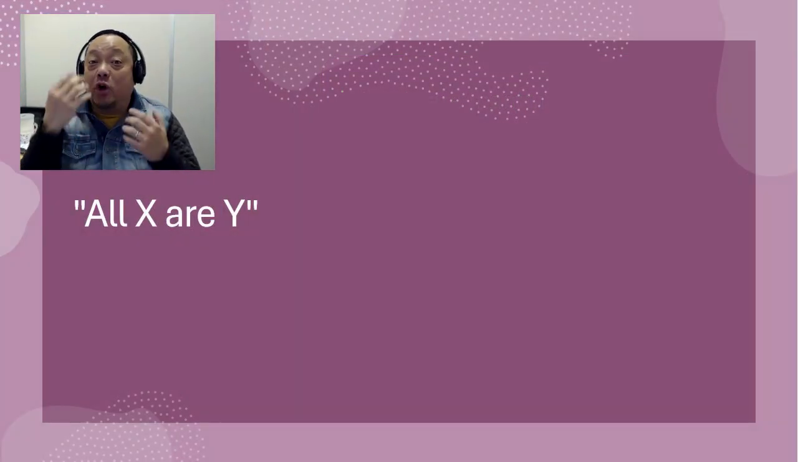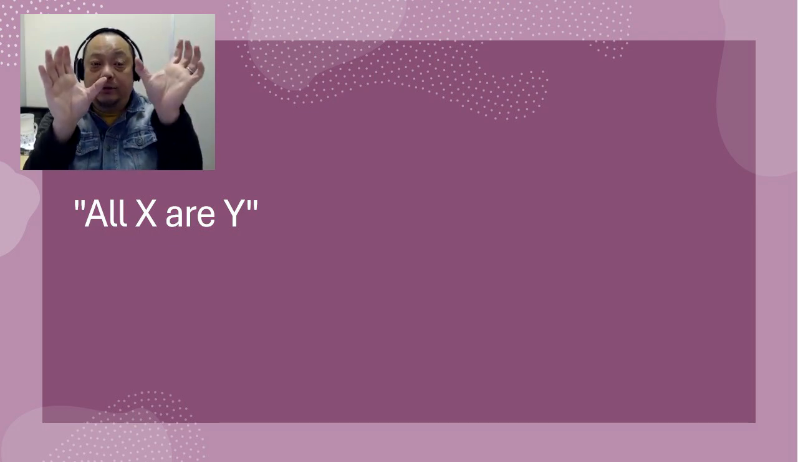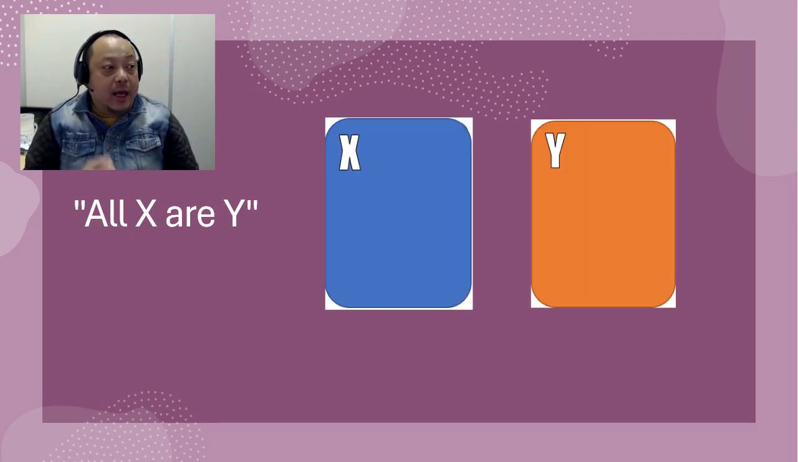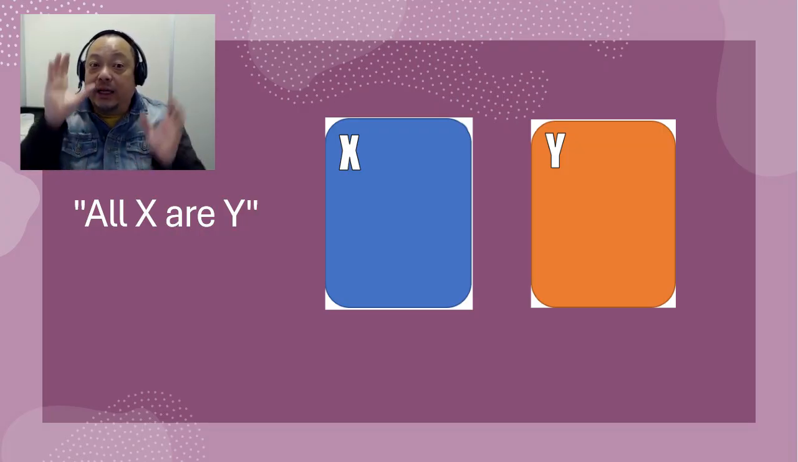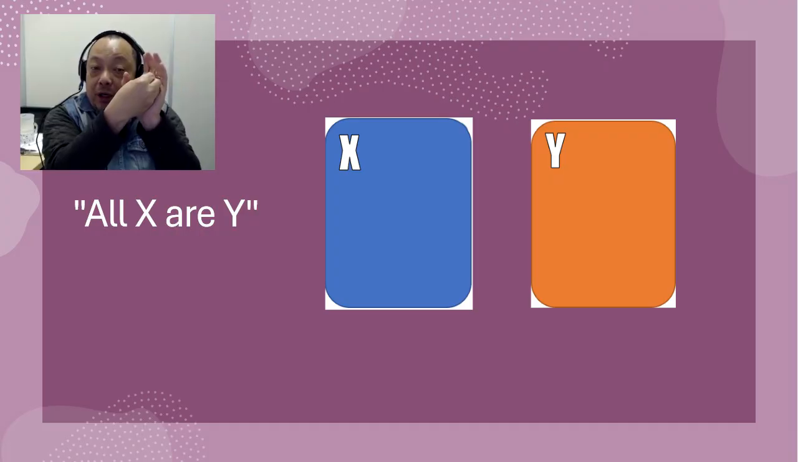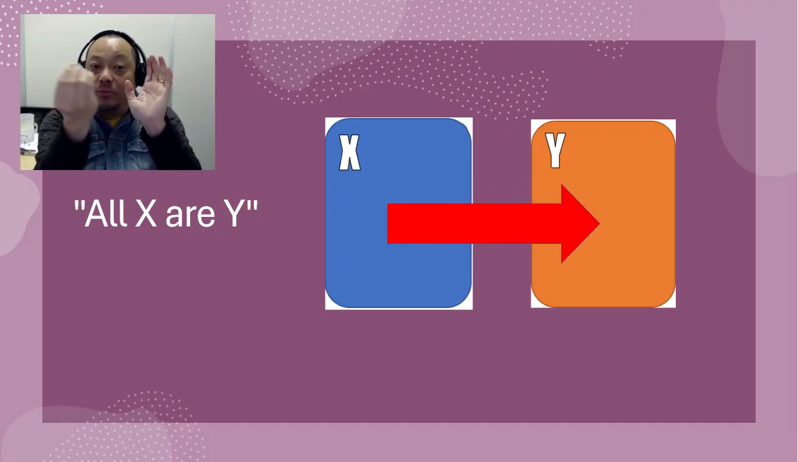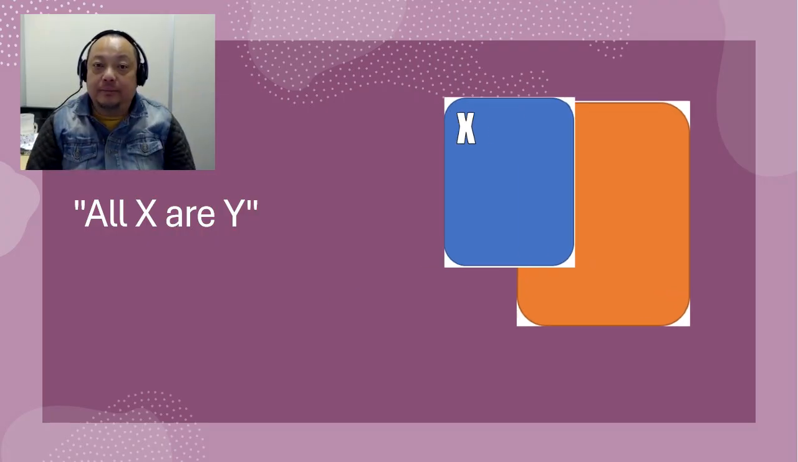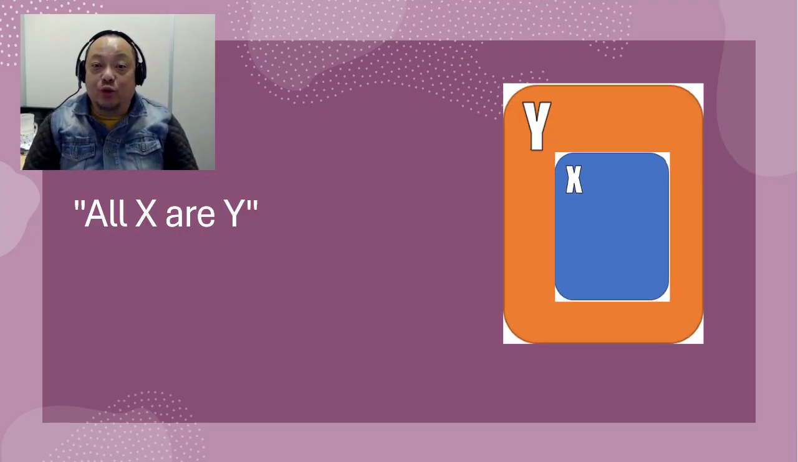First, let's take the statement all X are Y. We have the set X and we have the set Y. If it's true that all X are Y, then what? Then all of X must be part of Y, yeah? Therefore, the whole set X must go inside the set Y. We have this kind of situation, this Venn diagram. Hold on to that thought.